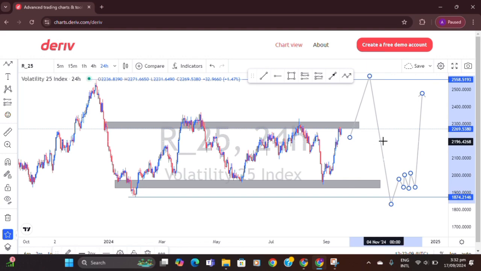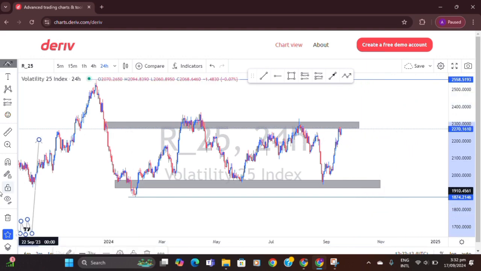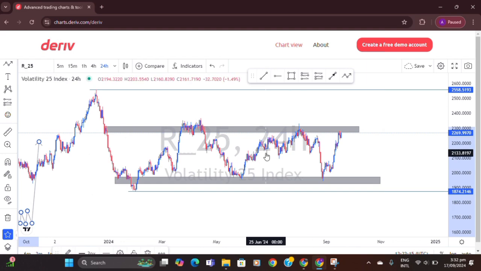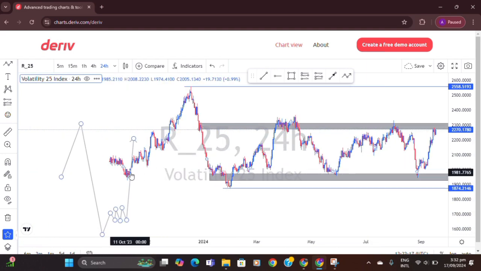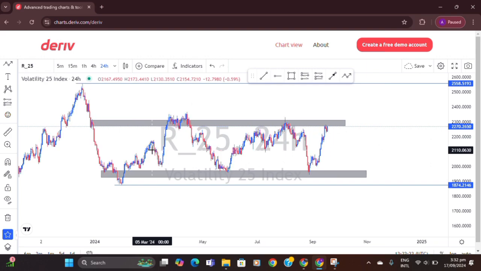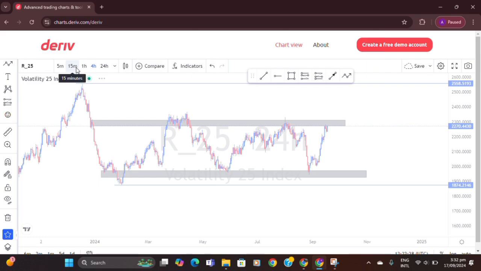So let me get rid of this, and then we just get rid of this, then we can now move on to the lower time frame so that you all can see much more of the bigger picture, right? So from the daily time frame or the 24-hour time frame, you have to go to the 4-hour time frame.